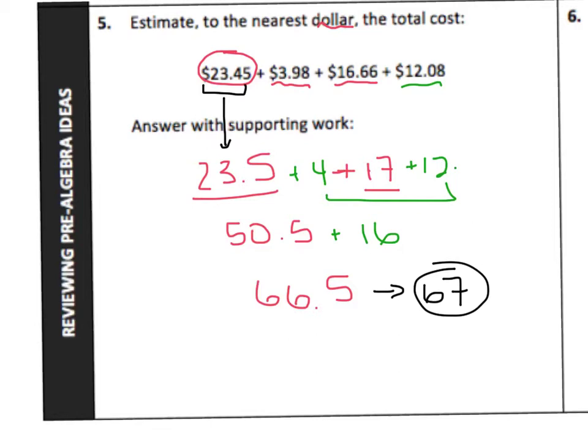You probably could have also alternatively just rounded that to 23. And that would have changed the numbers a little bit. Instead of going up to 67, you'd probably round down to 66. So I would definitely take 66 or 67 for this answer, depending on how you rounded initially.